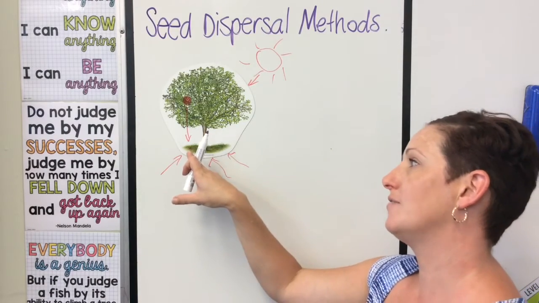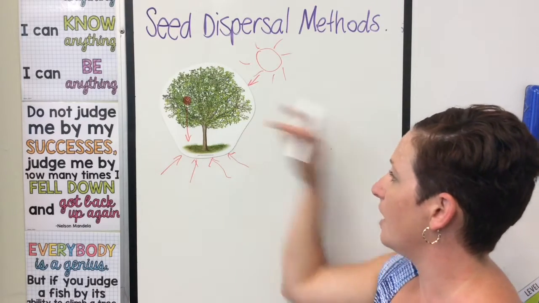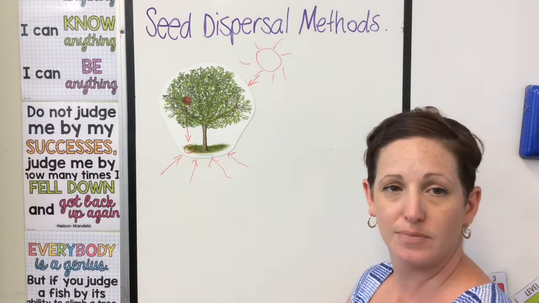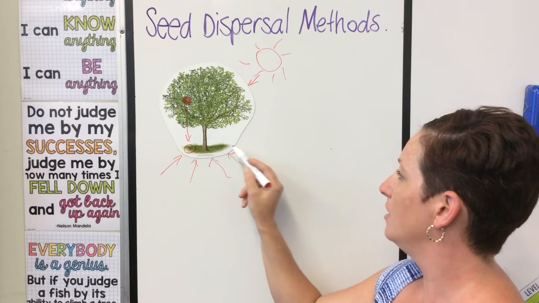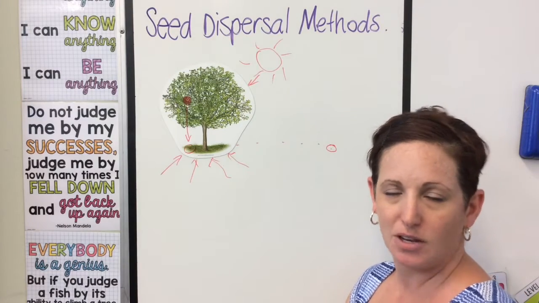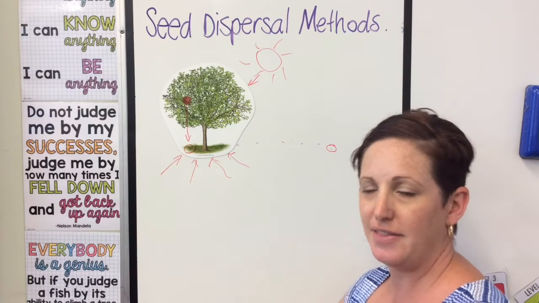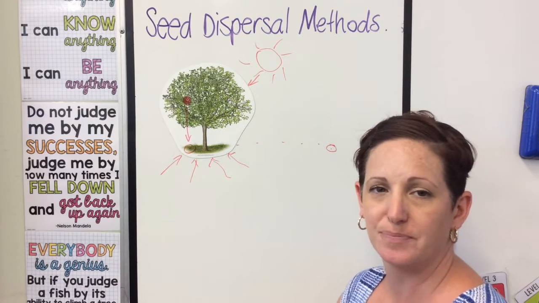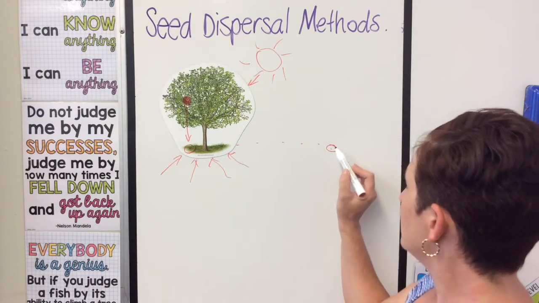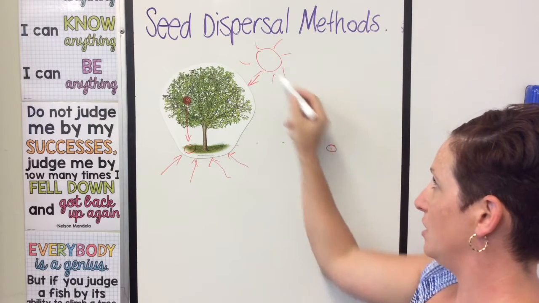So how does the seed get from here to here? Well, in this scenario, an animal would probably come along and eat the apple, go for a walk over here, and poop it out. Well, not poop the apple out, poop the seed out. So he'd eat the flesh of the apple, and the seed will go through his digestion system unchanged and come out in his poopies.